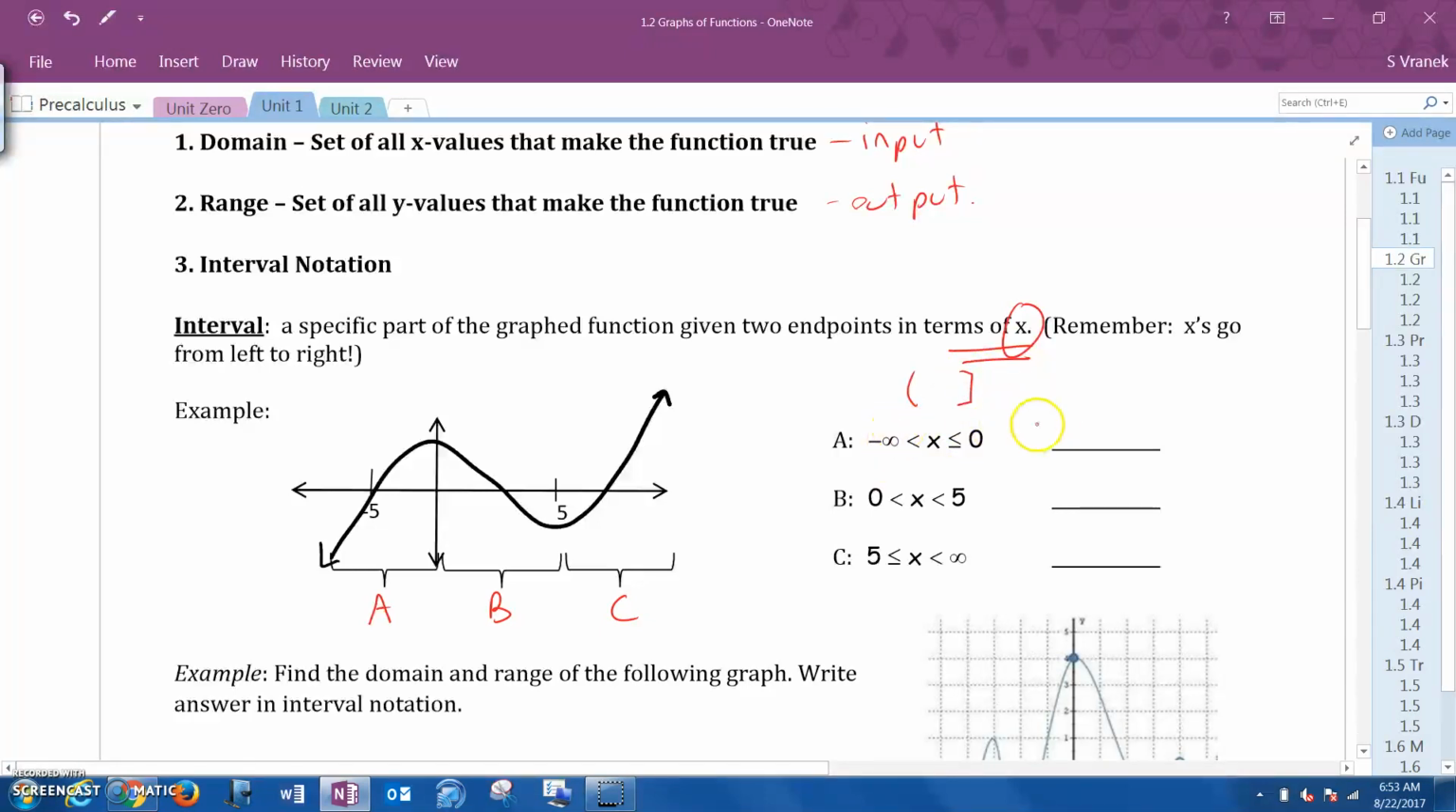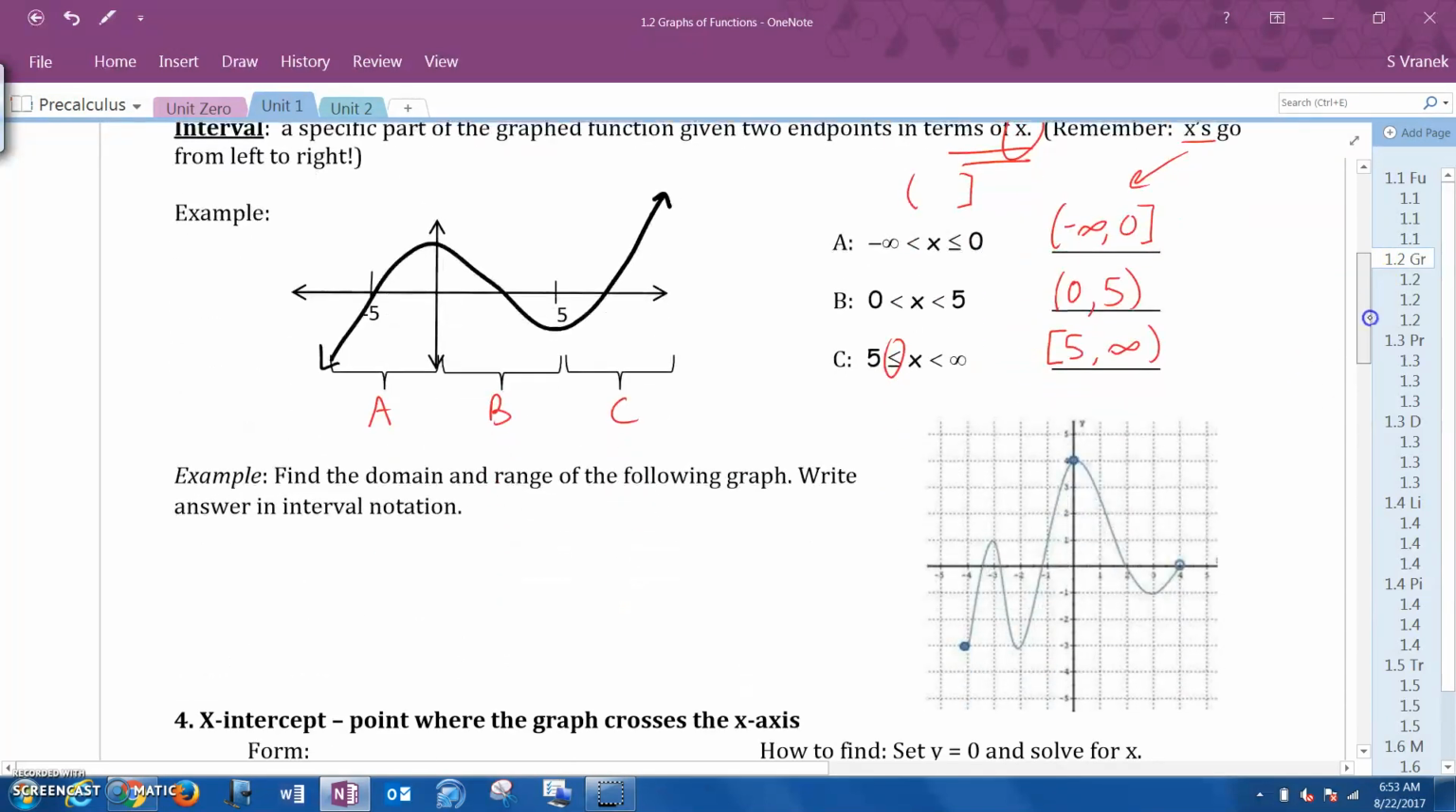So for this problem, we would say that the x's start from negative infinity and go up to 0 and include 0. That would be interval notation for interval A. Interval B, we want it to only start at 0. Again, these are all x values from left to right. So I want to start at 0 and go to 5. Notice how both of those are parentheses because they are not equal. Here I want it to start at 5 and equal 5, so now we're going to have a bracket because of this symbol, and I'm going to say 5 to infinity. And again, infinities always have parentheses.